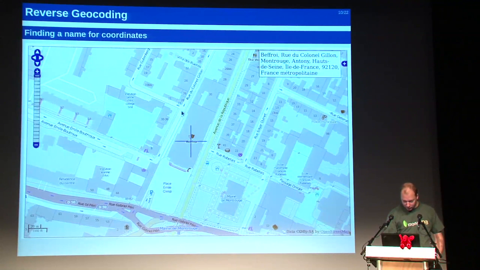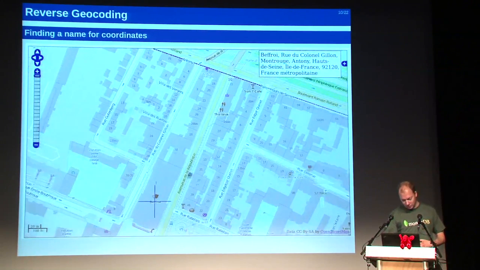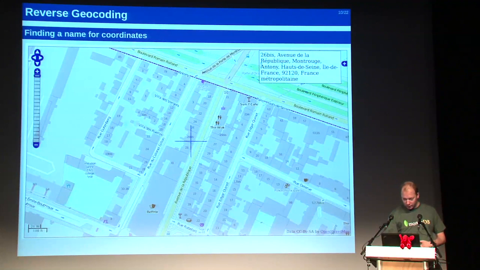I guess it picks this one and not this one, although it should pick the place. I think in some cases it isn't actually mapped correctly as a full address, so it doesn't always accurately know what the building is. But this should work, like 26 Bis Avenue de la République. And this is the geocoding equivalent of what Google Maps provides you. And this all works in open data, so if you find something that is inaccurate, you get to fix it in about a minute, which is pretty cool. So this is reverse geocoding, as this is called.